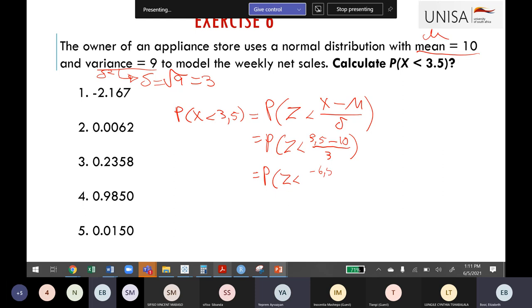That will give us the probability that Z is less than 3.5 minus 10, which gives you minus 6.5. Divide by 3. What is 6.5 divided by 3? It gives you 2.1666, so negative 2.166. Round it to 2 decimals: 2.17. Remember to always round it to 2 decimals so that you can use it to find the probability on the table. So let's go find the probability on the table.